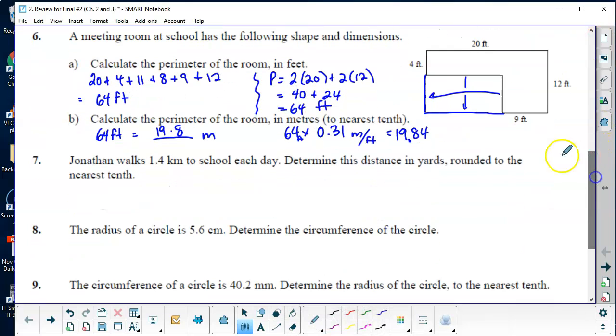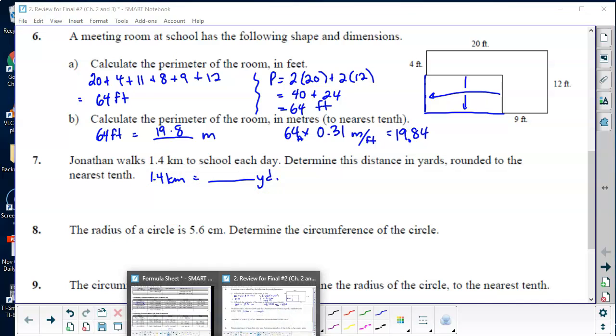All right, next question. Jonathan walks 1.4 kilometers to school each day. Determine this distance in yards, rounded to the nearest tenth. So 1.4 kilometers equals how many yards? So we want to see if we can get a conversion from kilometers to yards. It might not be given in the chart right away because kilometers is sort of equivalent to a mile and this is yards.